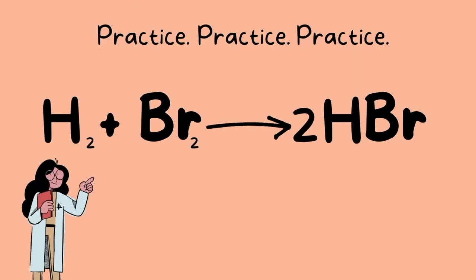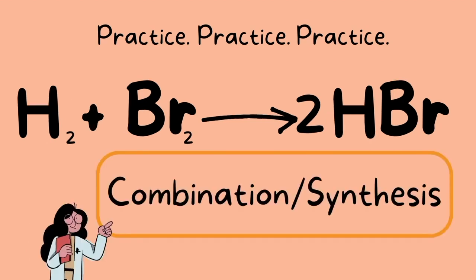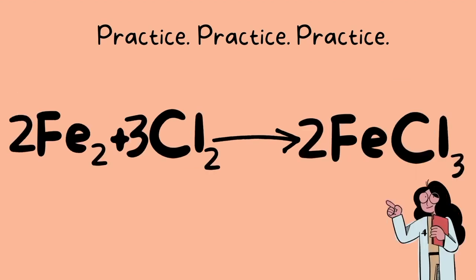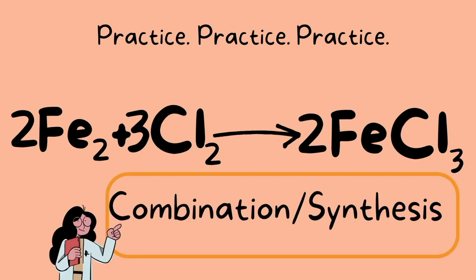Here we have 2 elements on the reactant side that combine to make one product. Can you guess what kind of chemical reaction we have here? You guessed right, this is a combination or synthesis reaction. Next, we have 2 compounds that are combined to make one large product. Can you guess what kind of chemical reaction this is? Awesome, this is also a combination or synthesis reaction.